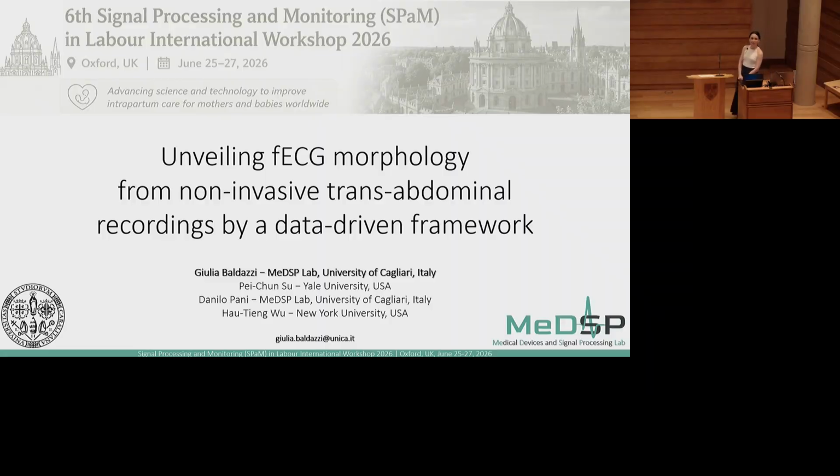So good morning, everyone. Today I am presenting our work about the possibility of extracting fetal ECG signals with morphology preservation from non-invasive abdominal recordings.